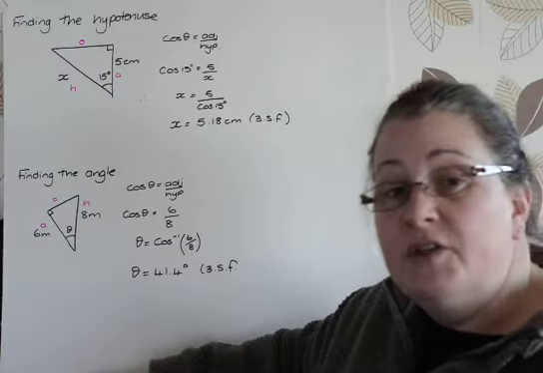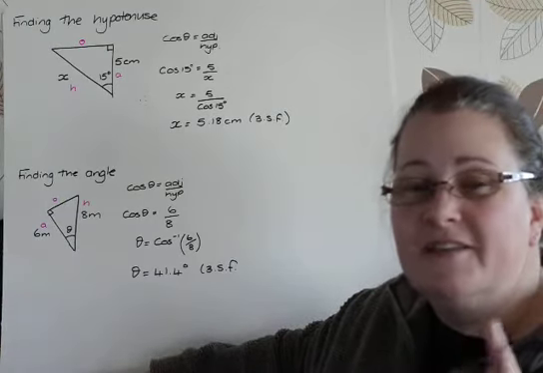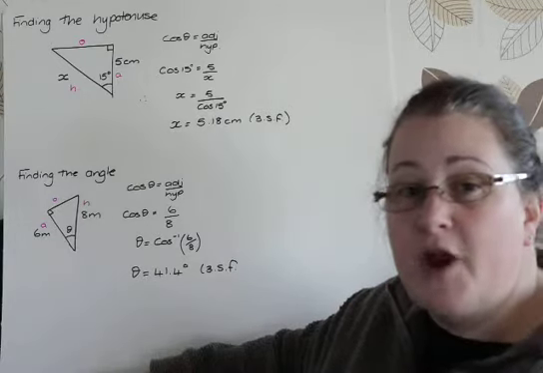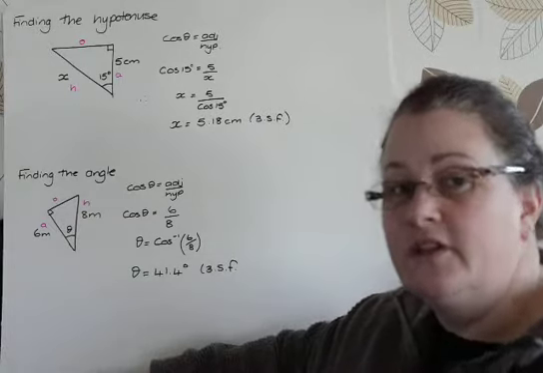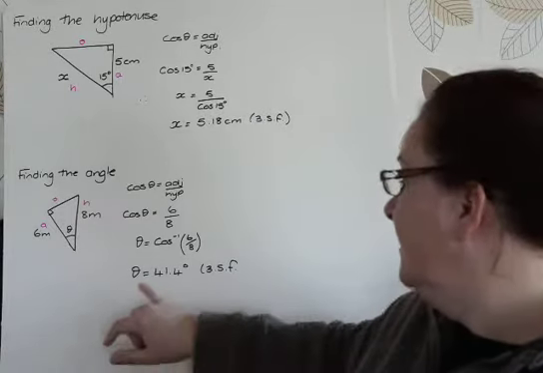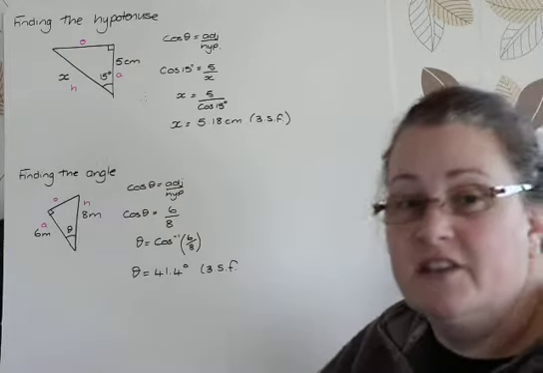Just as an aside, when you're using that on your calculator, you can do shift cos, bracket, 6 divided by 8, close bracket, and then your equals button, and that will give you the same answer. And that comes out to 41.4 degrees to 3 significant figures.